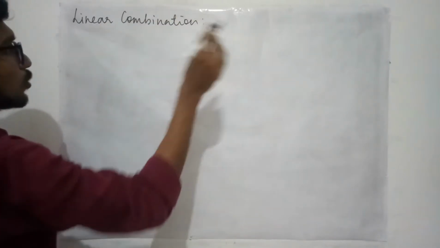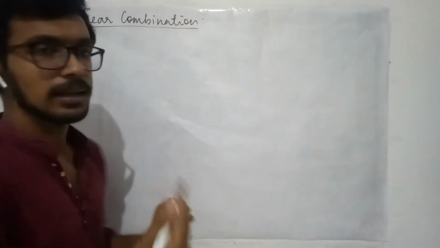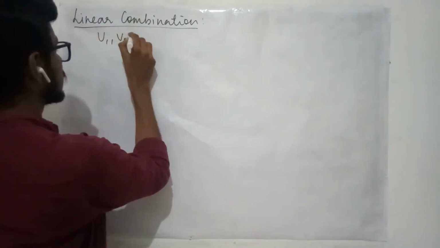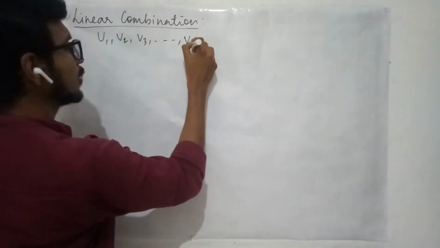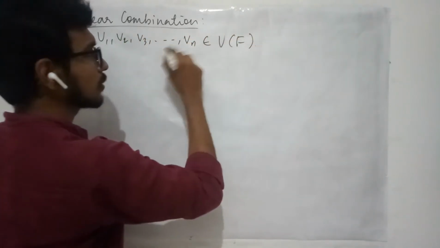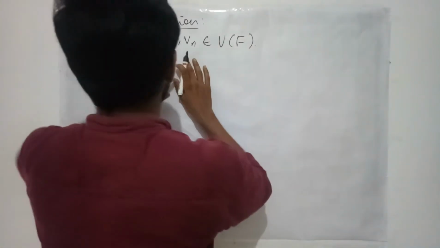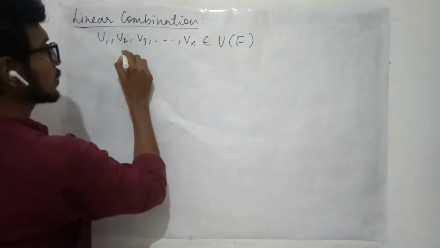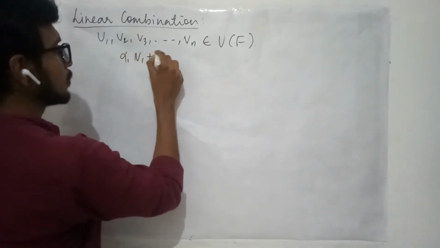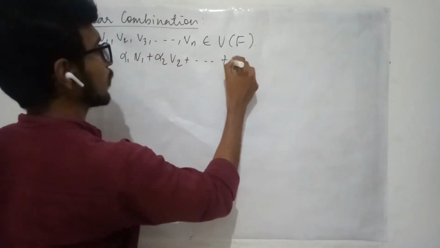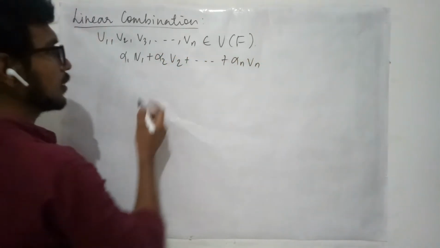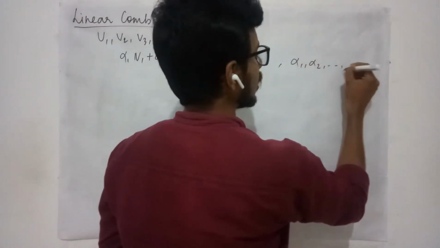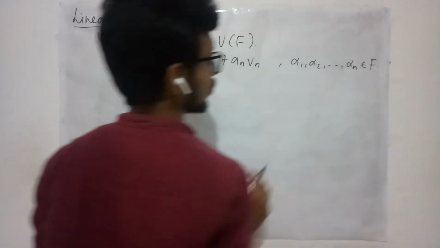To say what we mean by a linear combination, let us take some vectors in the vector space V over F. So these are vectors, which means these entries are taken from V. With this, I am going to form some expression of this form. Here you can see I have these alpha 1, alpha 2, and all these are taken from the field F.